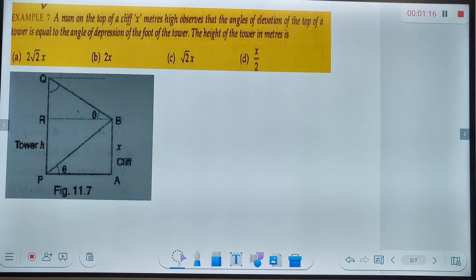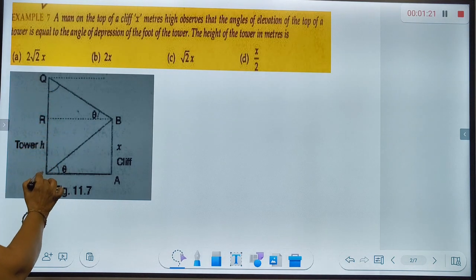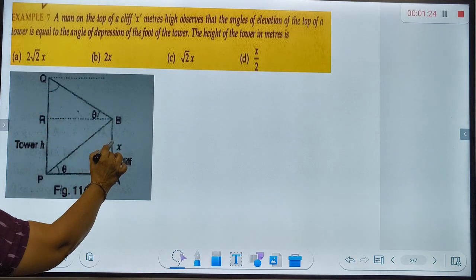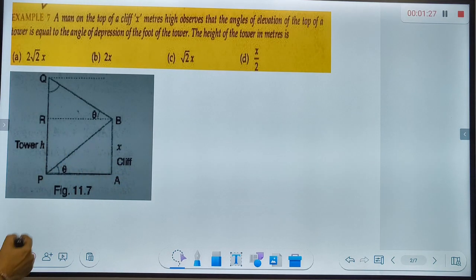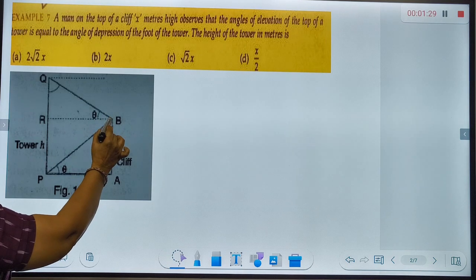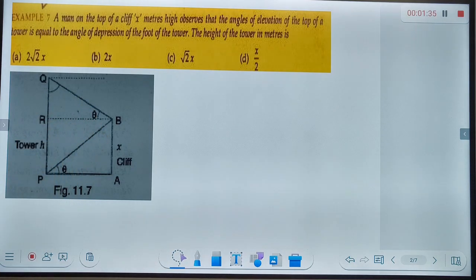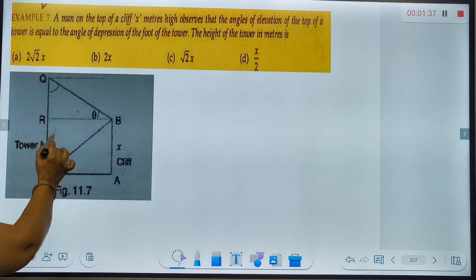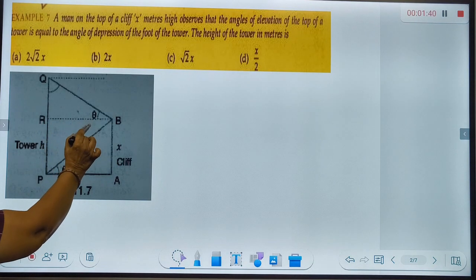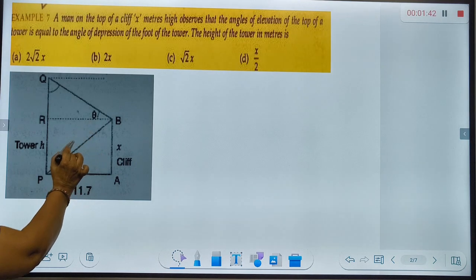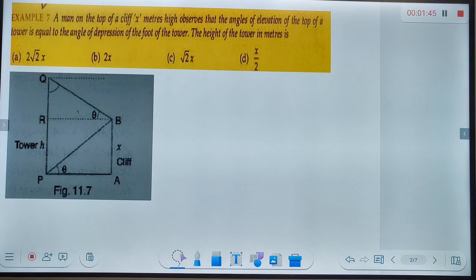What is it you have to find? The height of the tower in meters. So this is a tower of height h. This is a cliff of height x. You are given that the angle of elevation from the top of the cliff to the top of the tower is theta, and it is also equal to the angle of depression of the bottom of the tower. So this angle is also theta. If this angle is theta, then this angle is theta because they are alternate angles. Given this information, you have to find the height of the tower in terms of x.